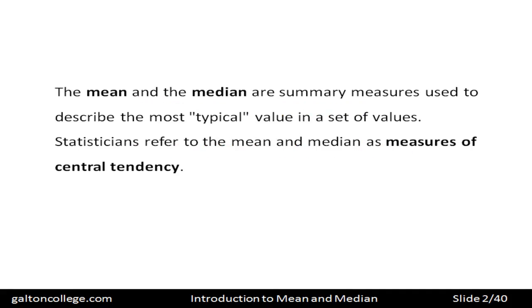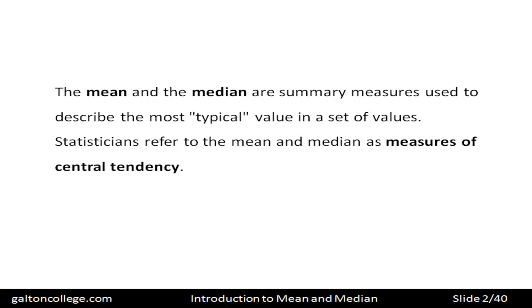The mean and the median are summary measures used to describe the most typical values in a set of values. Statisticians refer to the mean and median as measures of central tendency. So we often hear statisticians talking about measures of central tendency. This is what they mean. They're talking about calculating averages and the median.